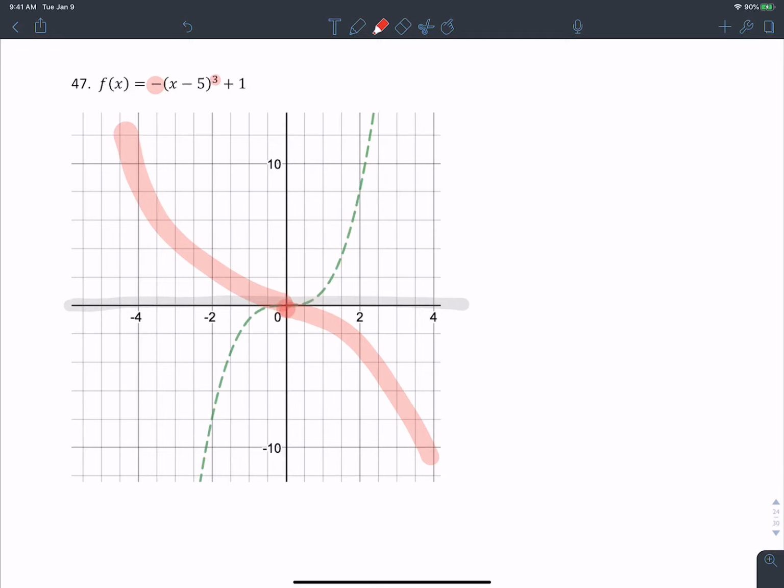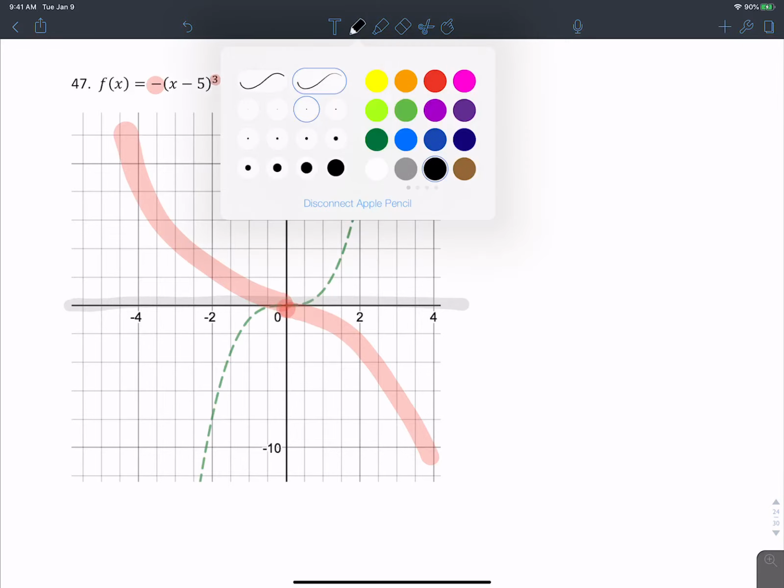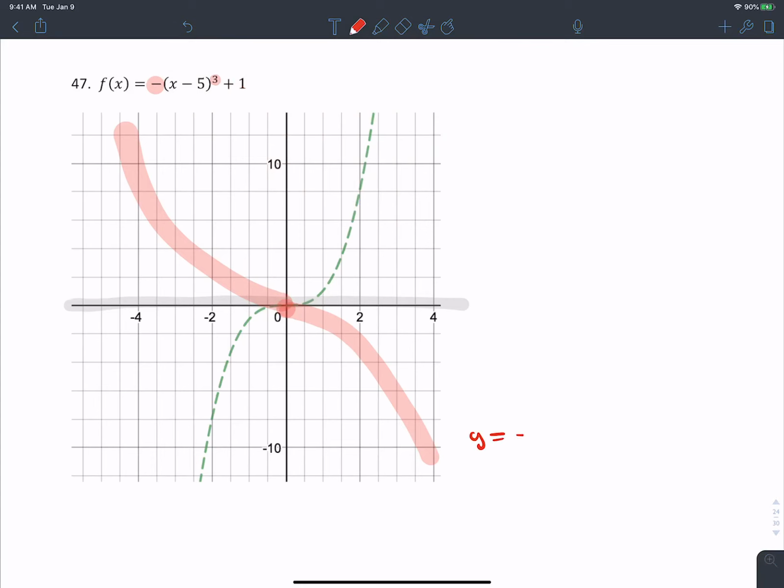Okay. So this is the graph here of y equals minus x cubed. Okay, so let's remember here now we have minus 5. So what that means is we shift to the right 5 units, and then we have this plus 1. So we shift up 1 unit. We shift everything to the right 5 units and up 1 unit.